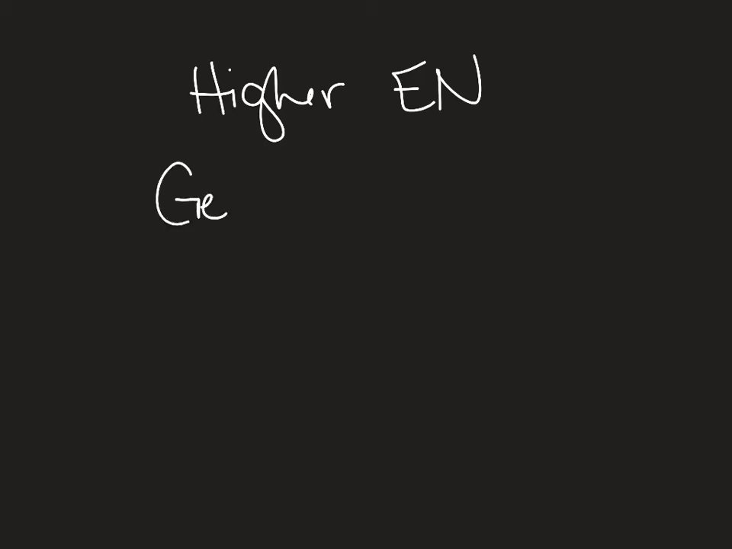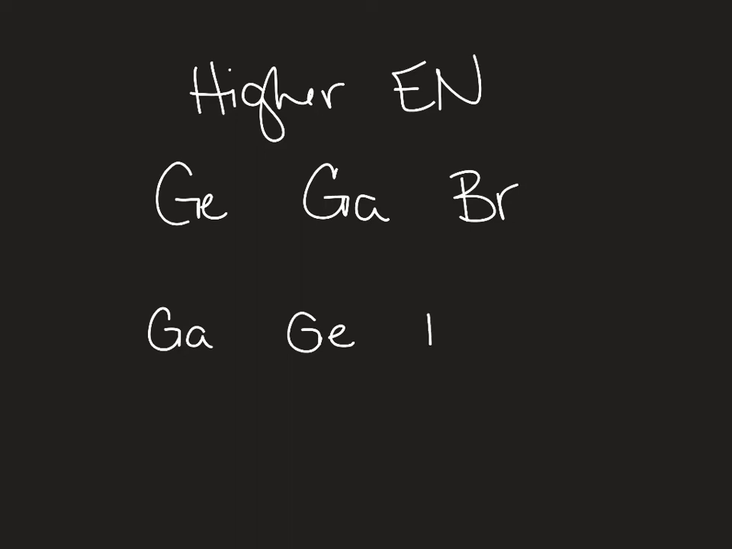Let's try another one. We're going to do 2 more here. Now we're going to figure out the other trend that I was talking about, not ionization energy, electronegativity. I want to know which one of these has the higher electronegativity value. So if I give you germanium, gallium, and bromine, let's think about the trend here and look at the location. Gallium and germanium are right next to each other, and then bromine is to the right. So they go gallium, germanium, and then bromine.